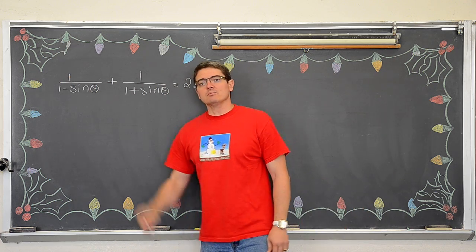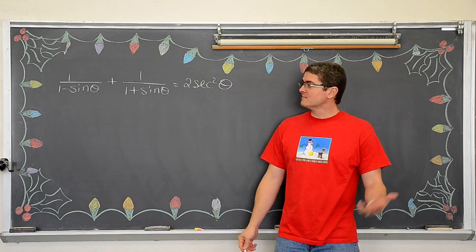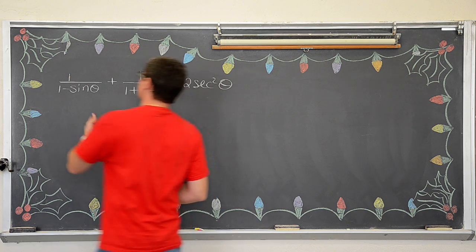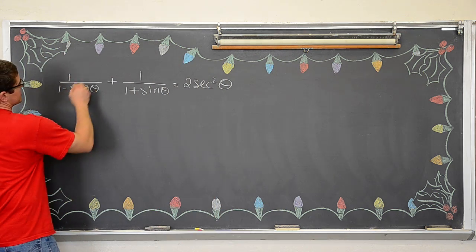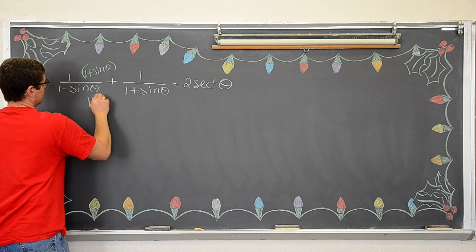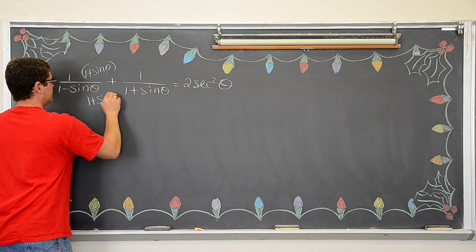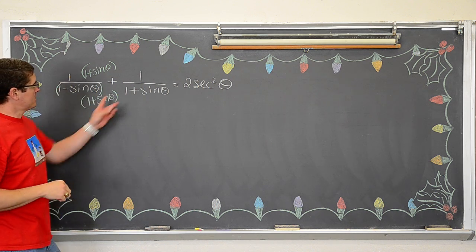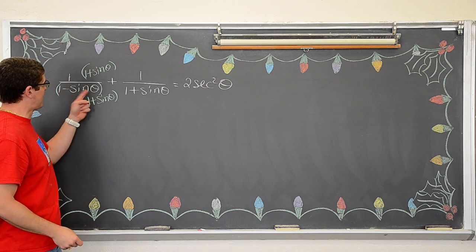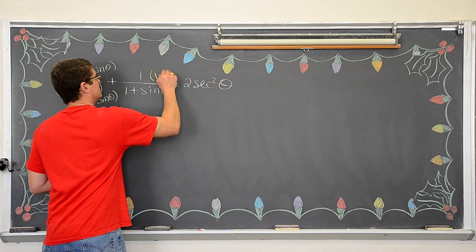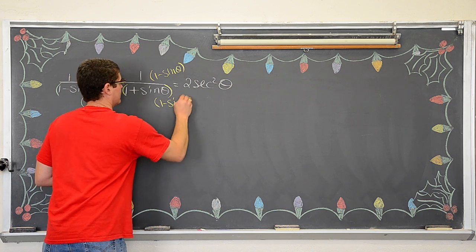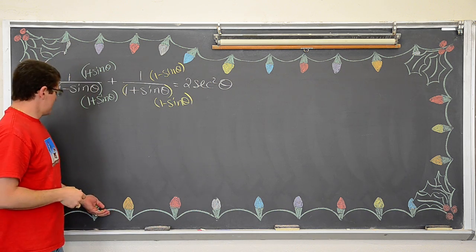We have two terms. Over here we only have one. So there's a place to start. So I'm going to multiply the first fraction by 1 plus sine theta on the top and bottom. And on the second fraction, we'll do the exact same thing, except it's going to be 1 minus sine theta. Didn't leave myself very much room to write here. So what do we have?